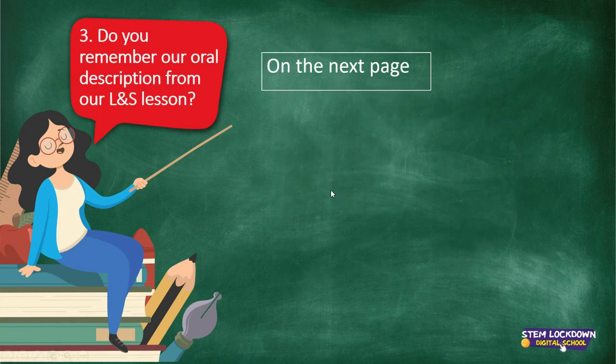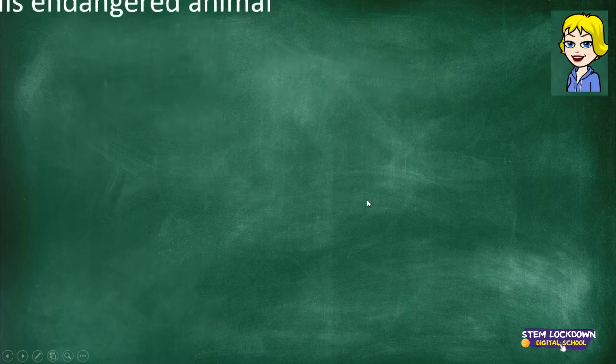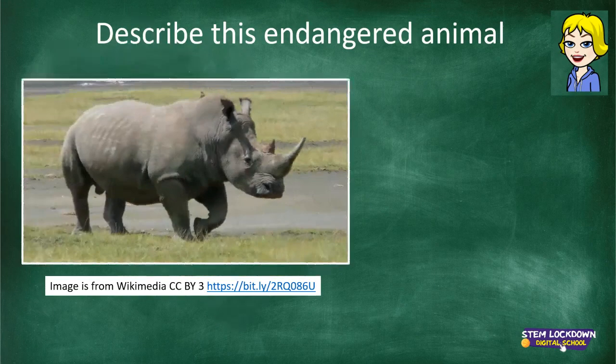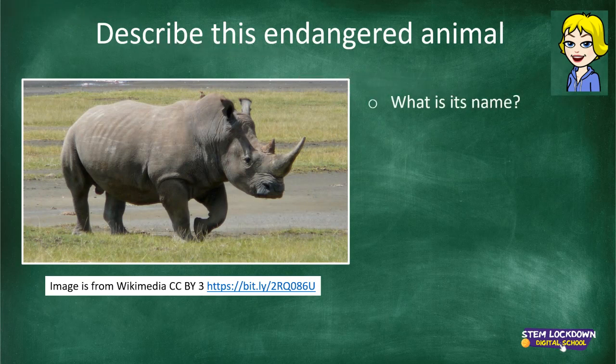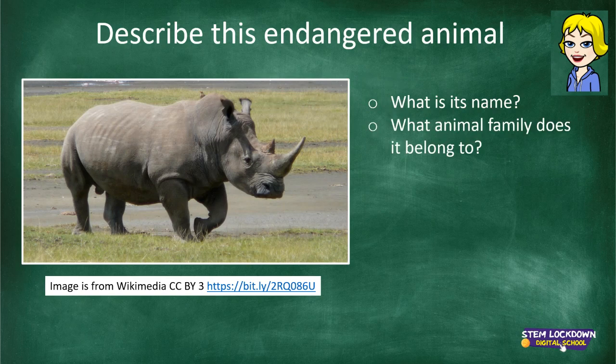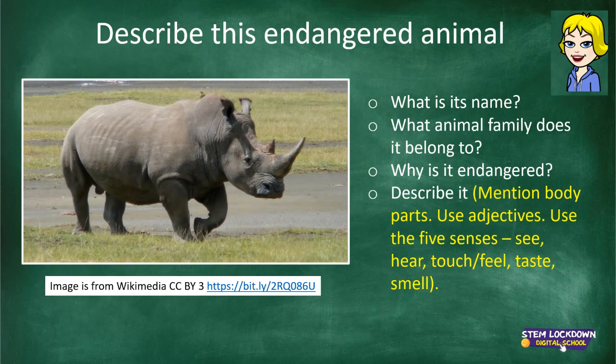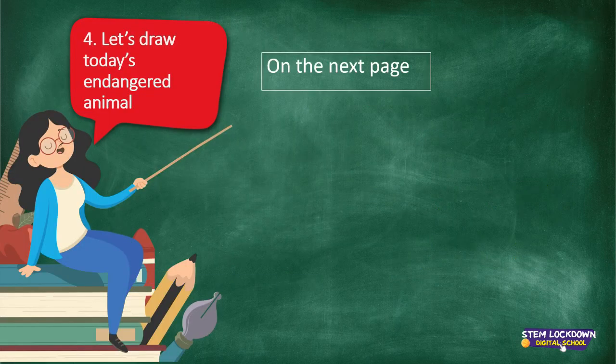Now, in our listening and speaking lesson this week, I asked you to do an oral description. You were given a rhino and asked to describe it orally, like what its name was, what animal family it belonged to, like the mammal family, a mention of why it's endangered, and then a description mentioning the body parts, using adjectives, using the 5 senses. The very same format as we're going to write today. Do you remember doing that? Good. Let's draw today's endangered animal.